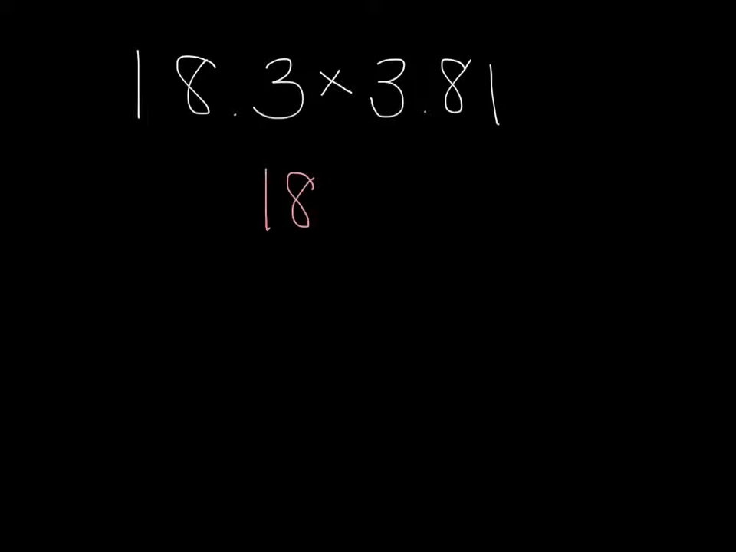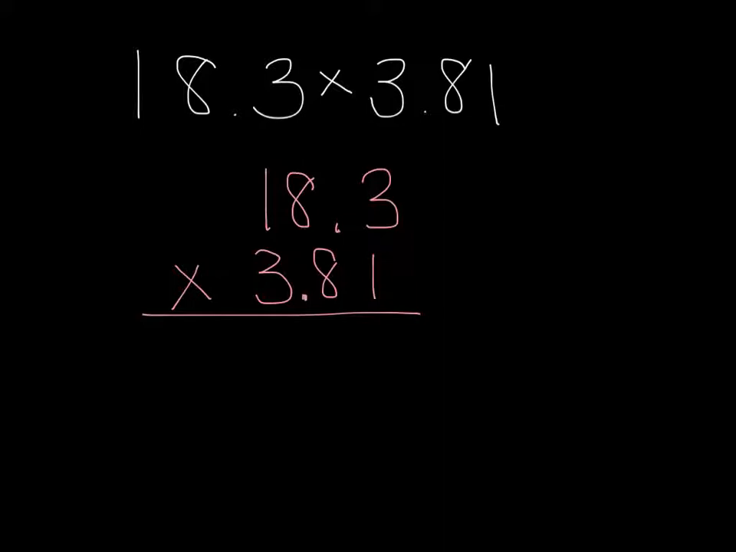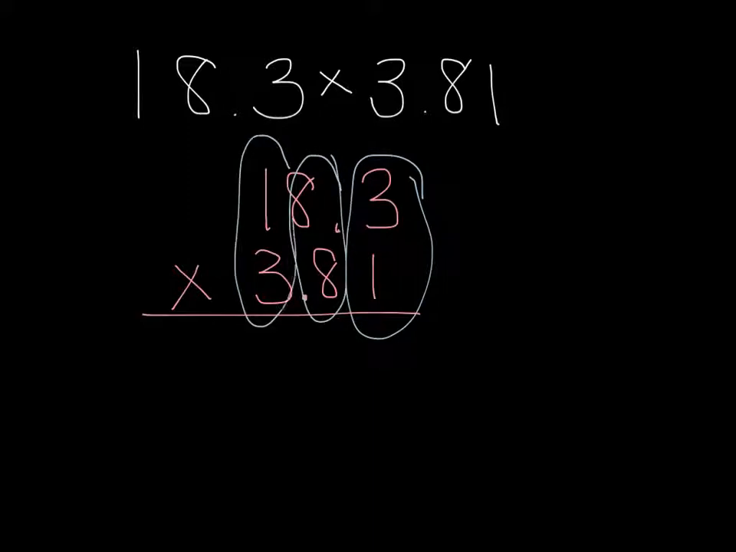So for this one, you write your 18.3 times 3.81. And this is what I mean by the decimals do not have to be in line, but the numbers do. Your numbers still have to line up. So here you just multiply like normal. And so it would just be like you were multiplying the two numbers together.